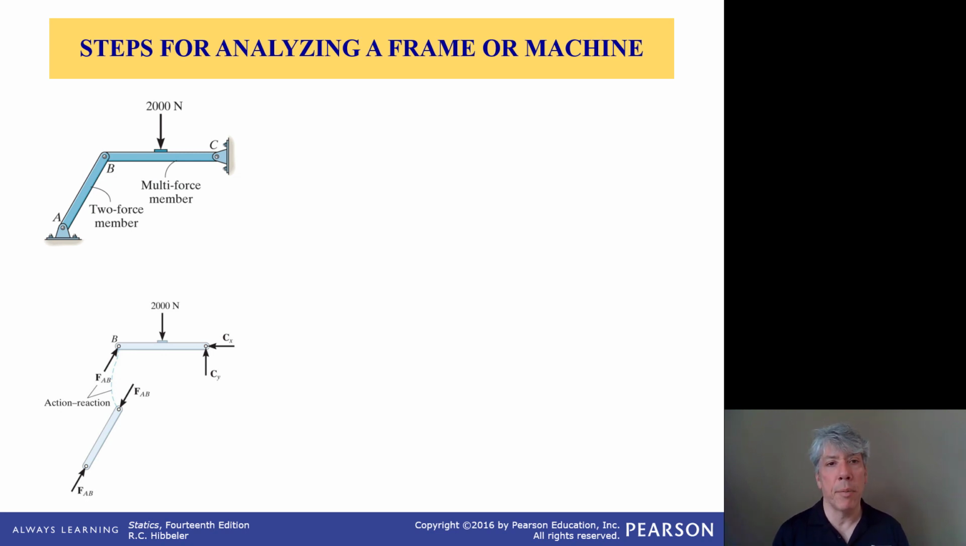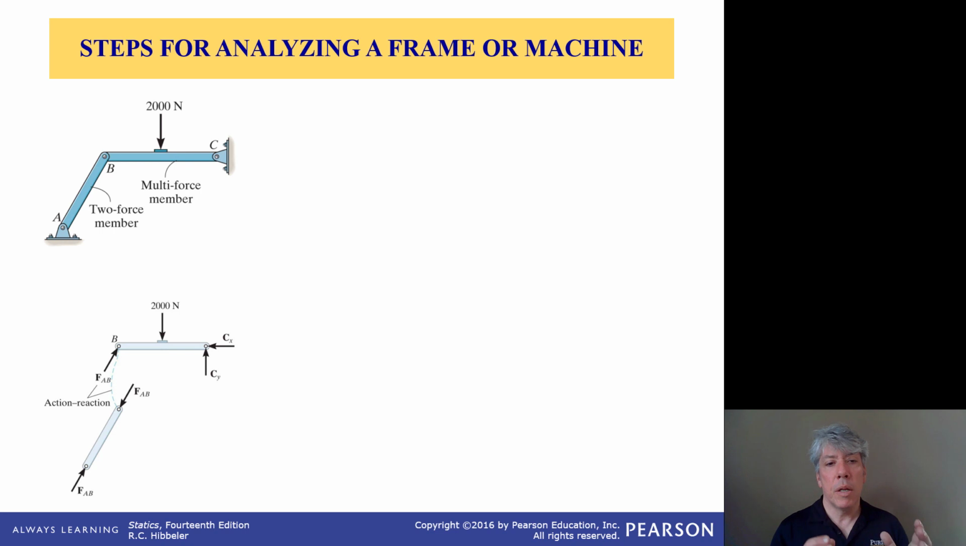Fortunately, analyzing a frame or a machine is fairly similar. The key difference is that we can't always assume that there are two-force members everywhere like we can with trusses. Some of the members are going to be a little more complicated because they've got a lateral force. Like, for example, member BC has the 2,000 Newton force, which is not applied at either end of the component.